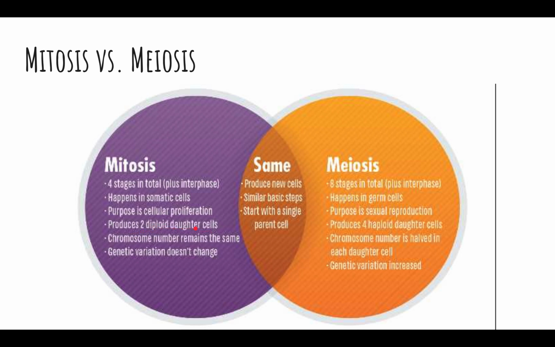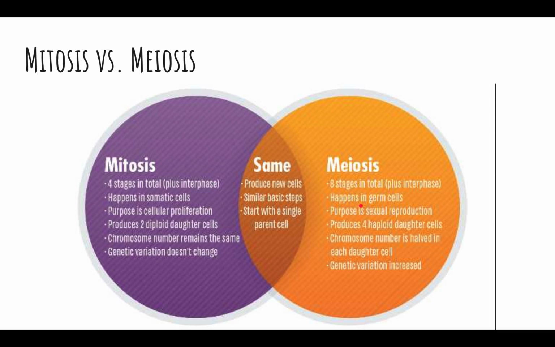The 2 daughter cells that are produced have a full set of chromosomes. The chromosome number remains the same from beginning to end. And genetic variation, there's no change. Basically, all of these daughter cells are identical to the original parent cell. We knew that. Now, with meiosis, there are 8 stages, double the amount.